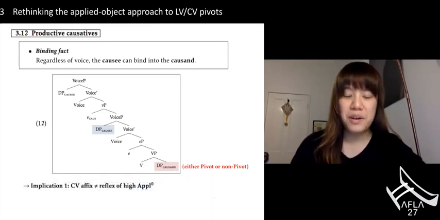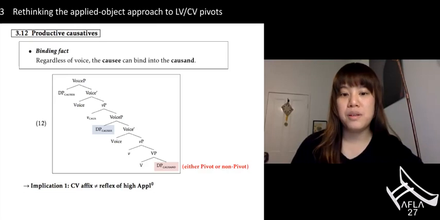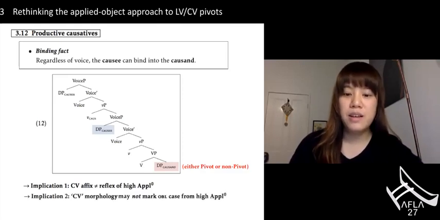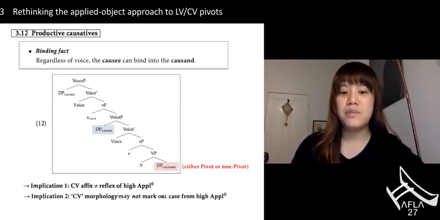Okay, so a few important take-home messages here. The binding facts we have seen contradict analyzing circumstantial voice affixes as a high applicative head, as we see no clear evidence for an applied object being present in this construction. And this, at the same time, raises questions for analyzing CV morphology as some kind of case licensed by a high applicative head, as for the same reason we don't see evidence for the presence of that kind of applicative head here.